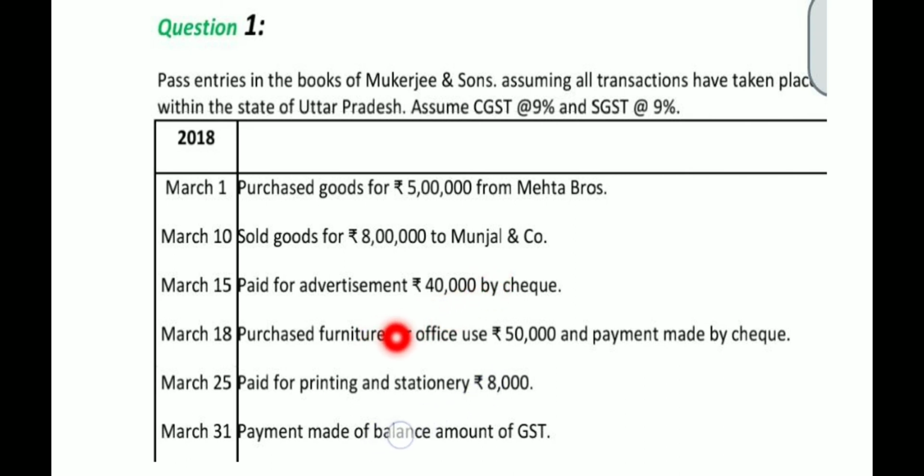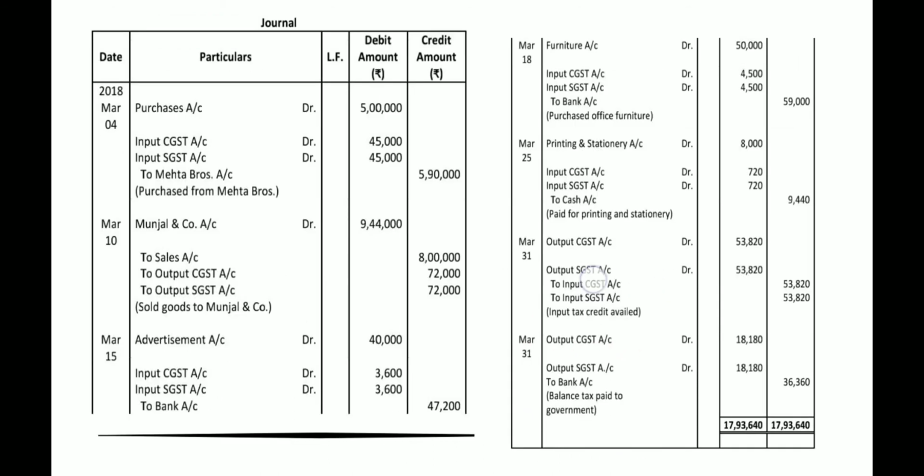Purchase furniture for office use, that is 50,000, and payment made by cheque. So furniture is 50,000 because you have paid. So input GST is charged, that is input CGST at 9% is 4,500, and input SGST at 9% is also 4,500, and to bank, because we have paid by cheque.